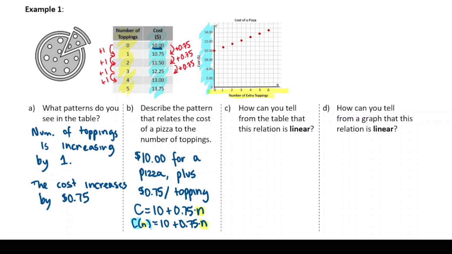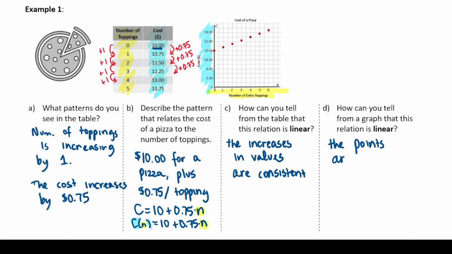Okay, how can you tell from the table that the relation is linear? So specifically talking about the table, the increases are consistent. And then from a graph, the points are in a straight line. Not every relationship is linear, but there's lots of real-life examples that produce a linear relationship. All right, let's look at some more examples here.